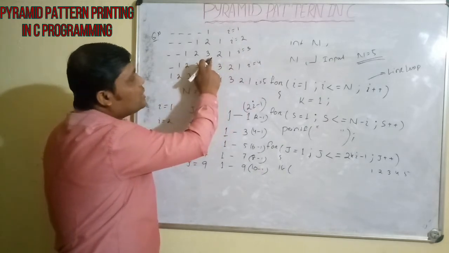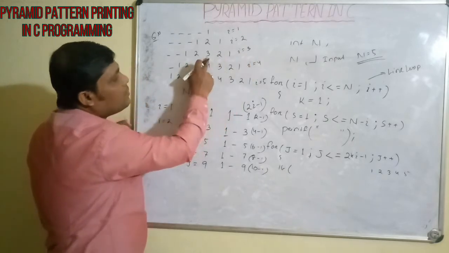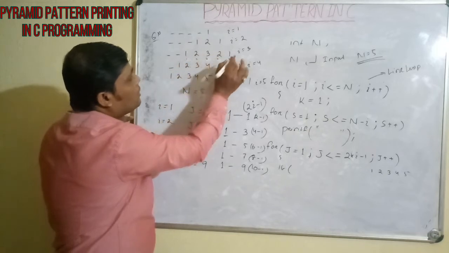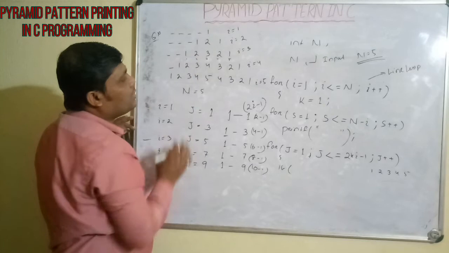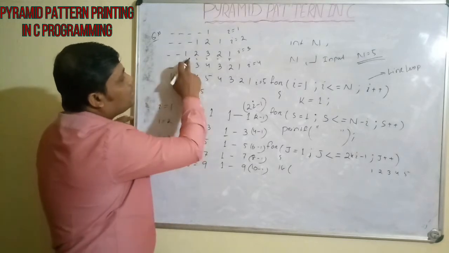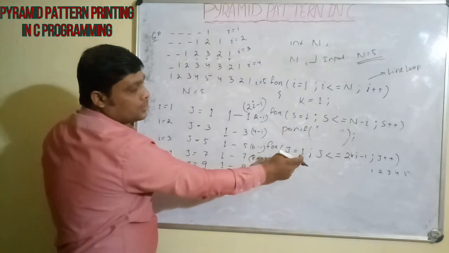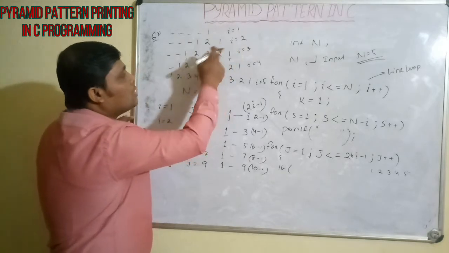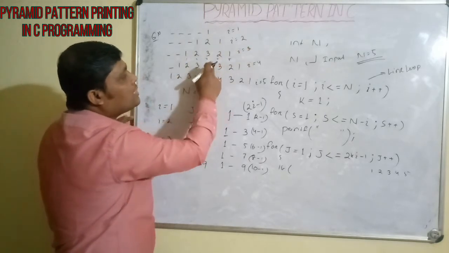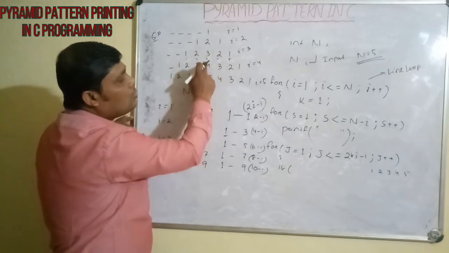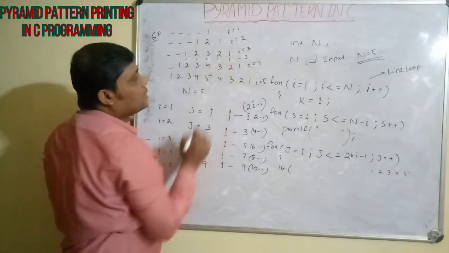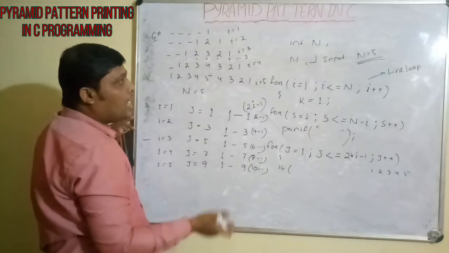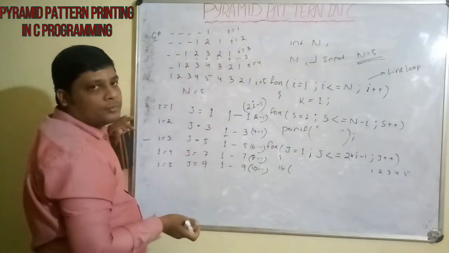Just compare. i value will be 1, 2, 3, 4, 5. Just see this loop, and it is printing 1, 2, 3, then 2, 1. So up to j less than or equal to i, it is printing k in increasing order. After that, it is printing k in decreasing order.